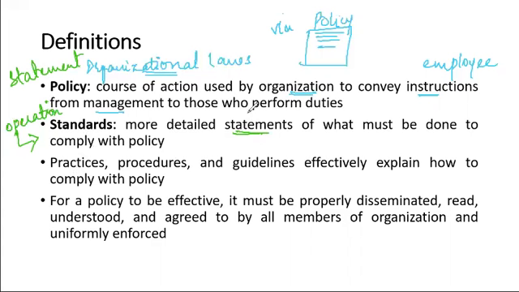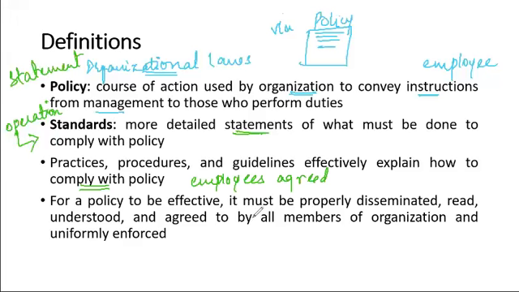Then the next one is practices, procedures and guidelines. They effectively explain how to comply with policy. That is, when you know the detailed structure and how it needs to be implemented, that is going to tell you that these are all effectively in place. Complying with the policy means that all the employees have agreed to comply with the policy, that they are going to implement it.